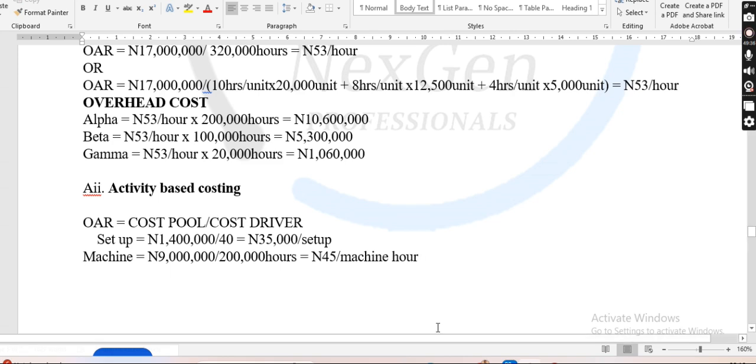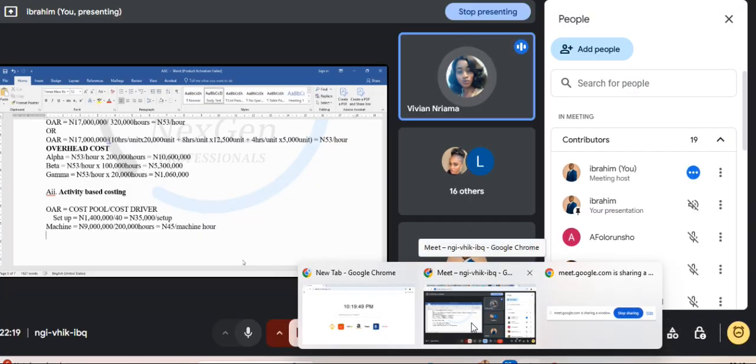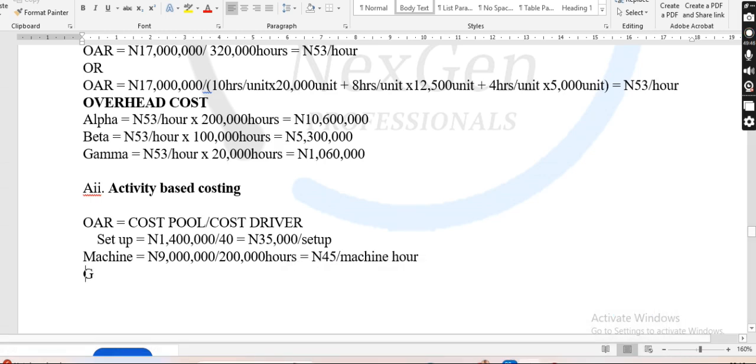Now, what next? What is the next overhead? Quickly. Goods inward. Goods inward, right? So what is the cost? 2,800,000.